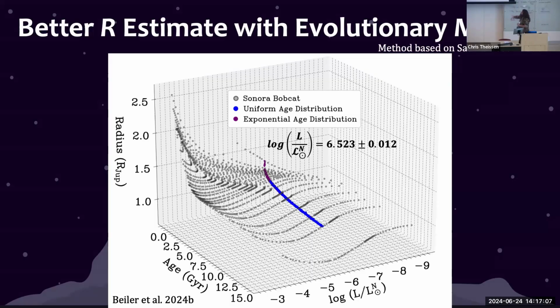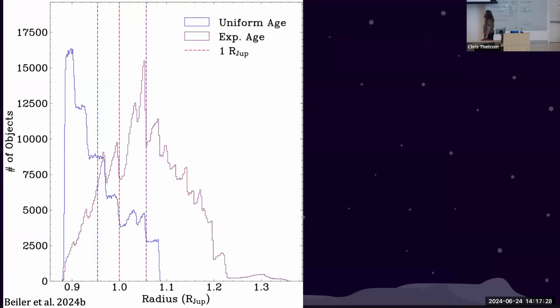We also look at an exponential age distribution, which was published in Best's 2024 paper, that favors younger objects and thus larger radii objects. The exponential distribution does extend down to 10 gigayears. It is just being overlapped by the uniform distribution. But with these randomly drawn points, we get this radius distribution shown here, with the blue being the uniform and the purple being the exponential age distribution. And so we see some disparity, but the average is actually pretty close, with the dashed lines being the mean value for each distribution, and in red being the 1 Jupiter radius as a reference point.